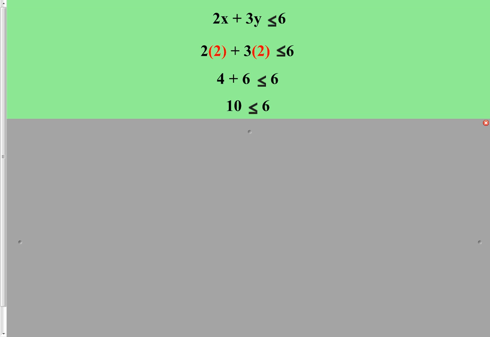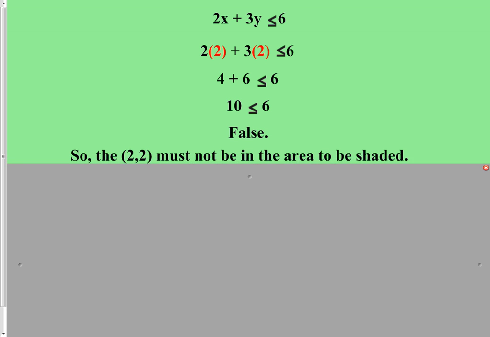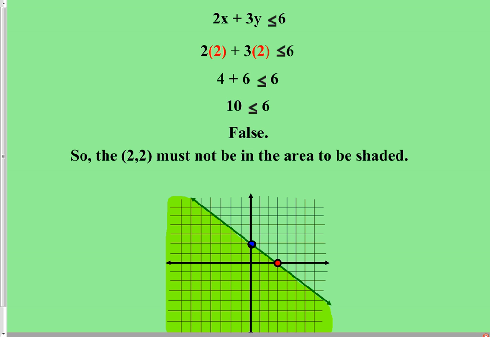Now the origin said yes, shade towards me, and now we're on the other side of the line, so we should be expecting a false statement this time. And we have 10 is less than or equal to 6. That is obviously incorrect. So that point 2, 2 is saying no, do not shade towards me. I am not in the right area. So what we ought to be able to do now is go back to our graph, and we're going to shade left and down from underneath the line towards the origin, but away from 2, 2.